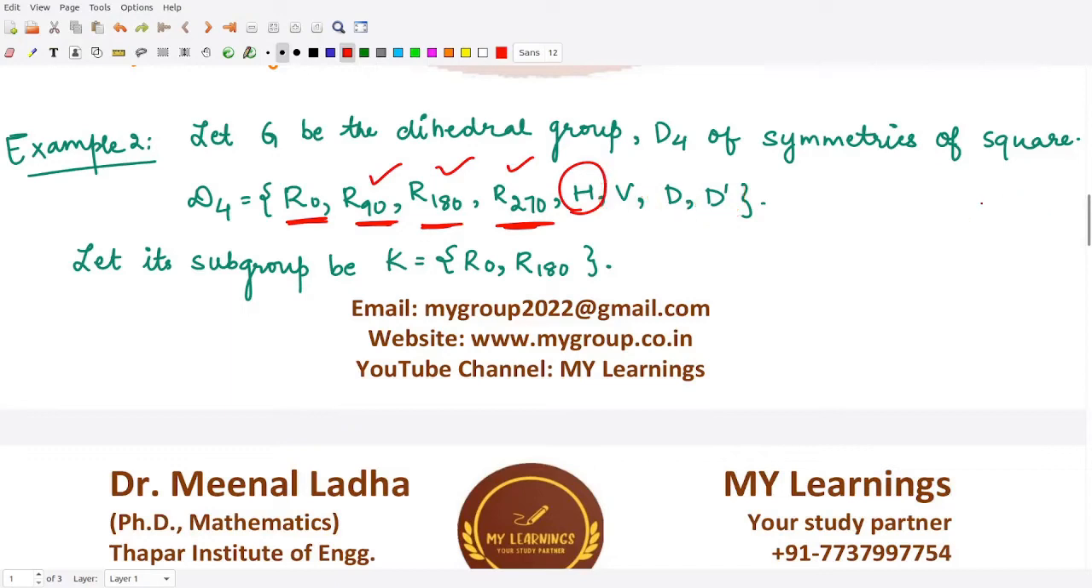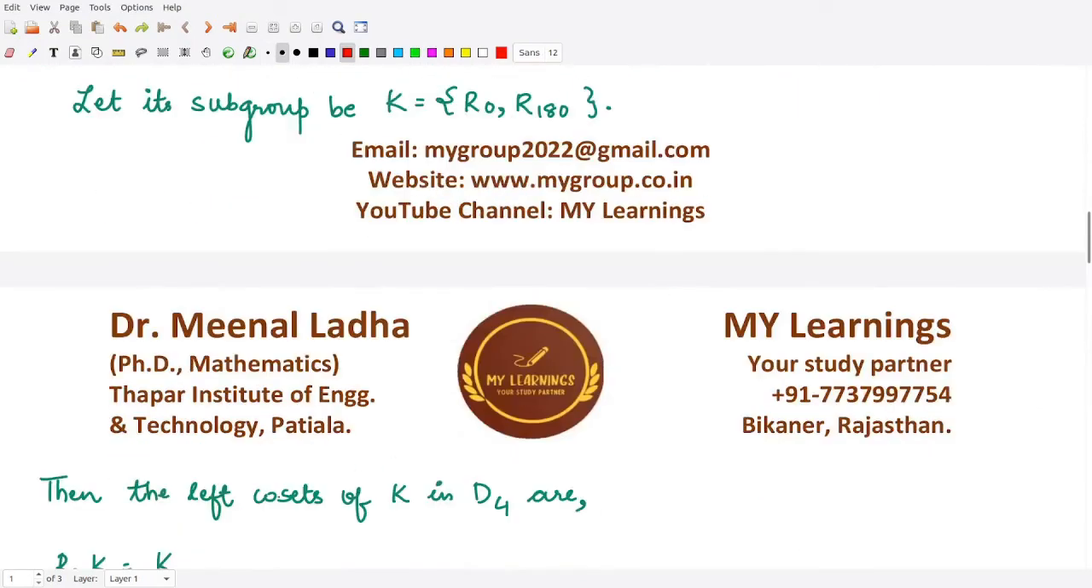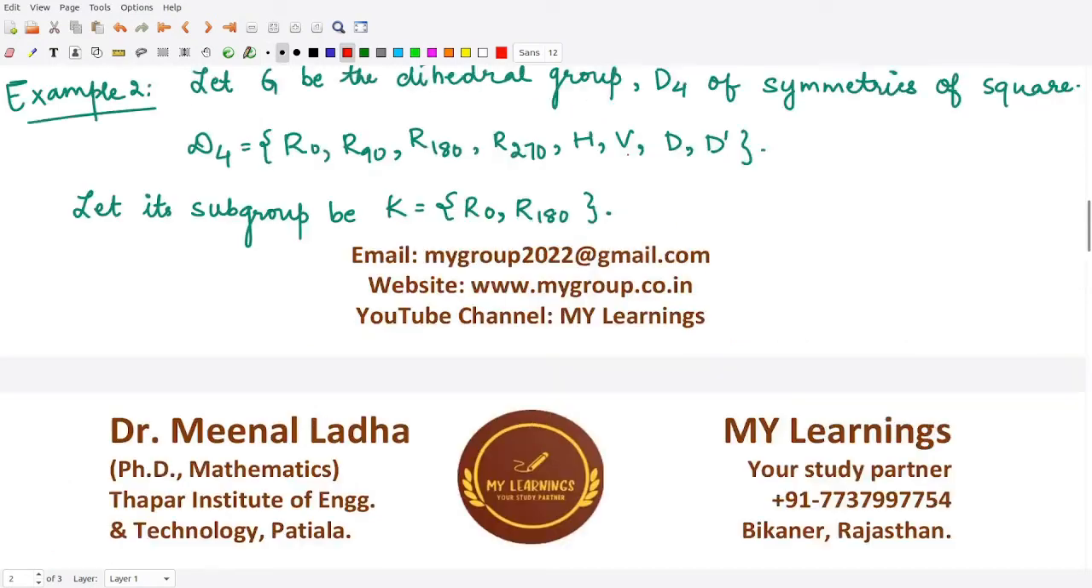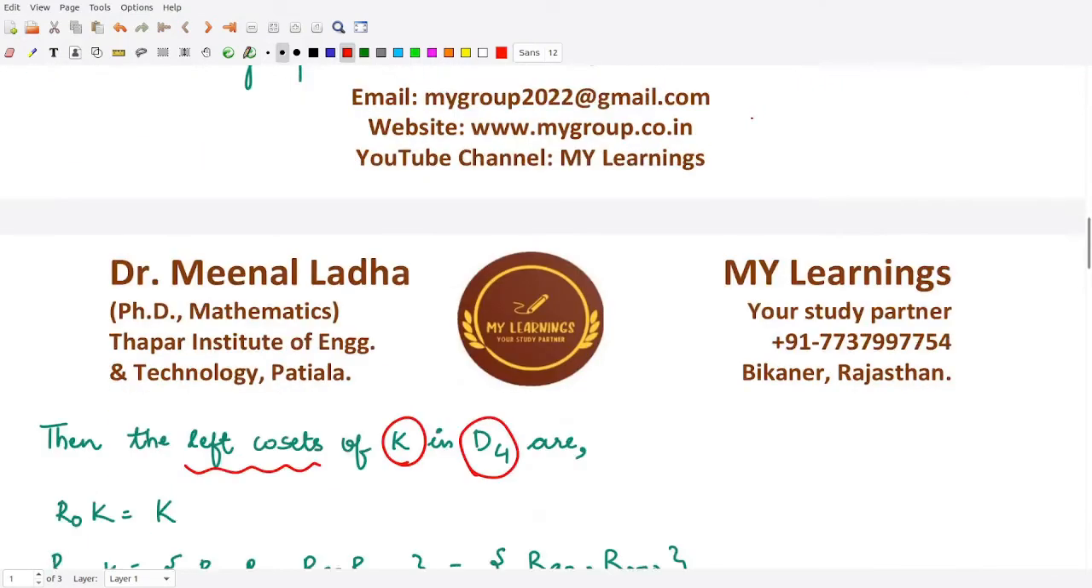Now for this group, we can have a subgroup. Let's denote that by K. This subgroup has the elements R0 and R180. So we are taking this particular subgroup and calling it K. Now we want to write down all the left cosets of this subgroup K in D4. So we can have 8 such cosets. Why? Because there are 8 elements present in our group, and for each group element we may have a different coset. So let's list down all the cosets here.